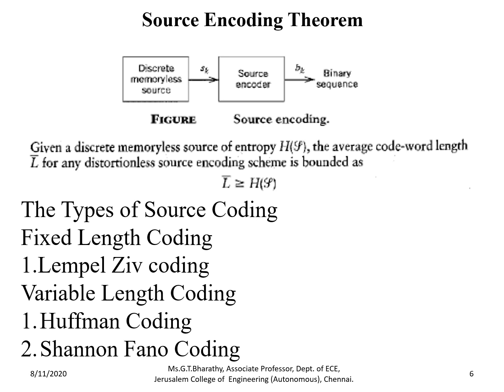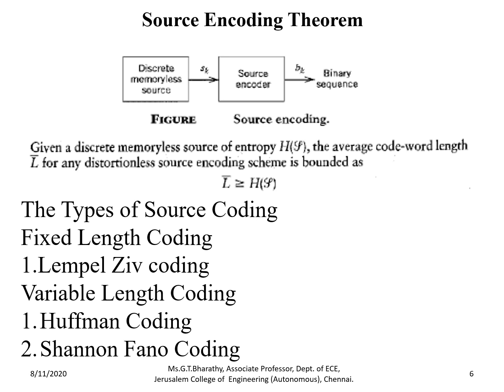So source encoding theorem. We have a discrete memoryless source generating the source symbol SK given to a source encoder which converts SK into the binary sequence BK. Given a discrete memoryless source of entropy H of S, the average code word length L bar for any distortionless source encoding scheme is bounded by L bar greater than or equal to H of S. So this is the source encoding technique.